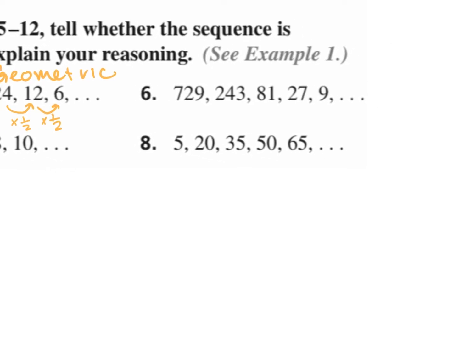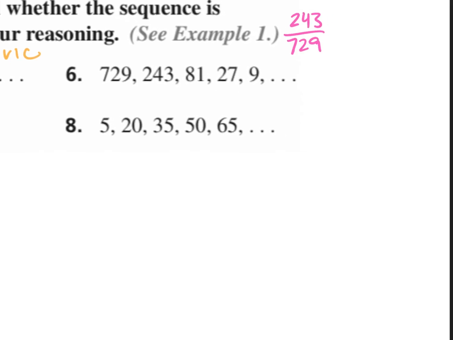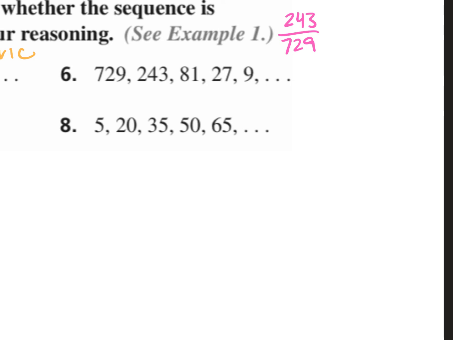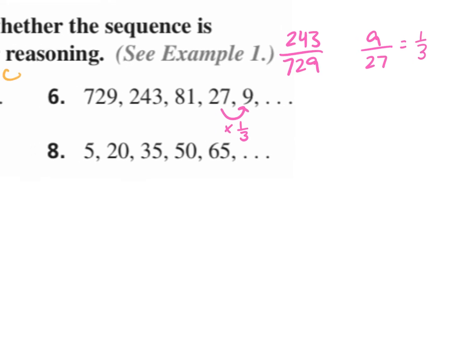All right, for number 6, we do the same thing. To find what our common ratio is, we would do the second term divided by the first. So we could do 243 divided by 729. If the numbers are really big like they are here, you don't have to do the second divided by the first. You could do like the 5th divided by the 4th. So we could do 9 divided by 27. Do we know what 9 divided by 27 is? 1/3. So I would multiply by 1/3 to get from one number to the next. And then we can check.